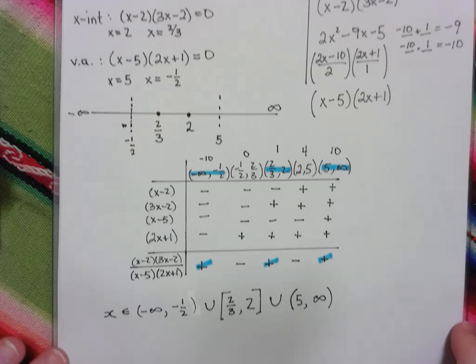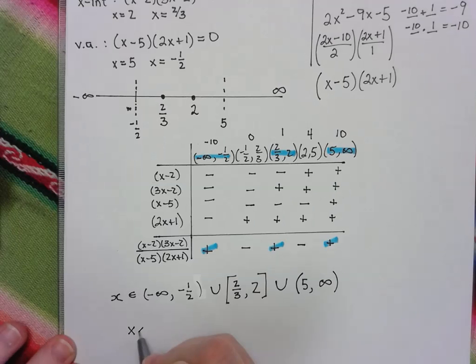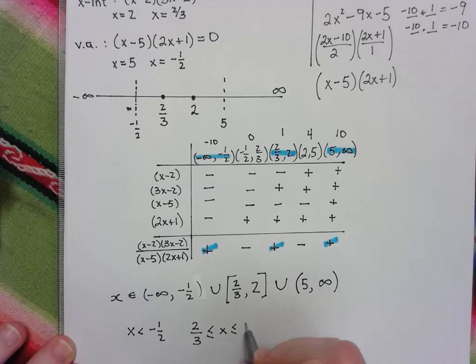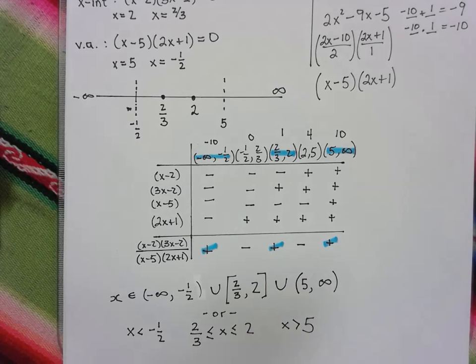If you're writing it using the other notation, you would just say that x is less than negative 1/2, that x is between 2/3 and 2, and that x is greater than 5. So either of these would be correct. And that is how you solve a rational inequality using an interval table.